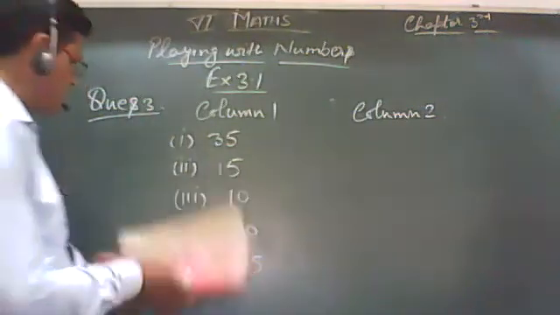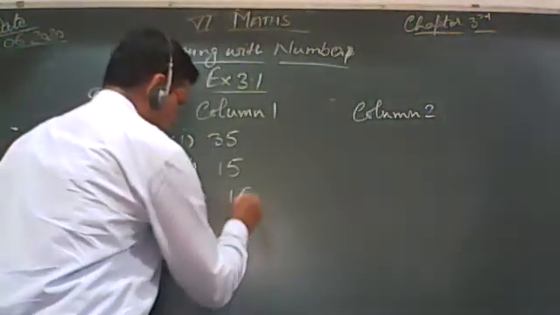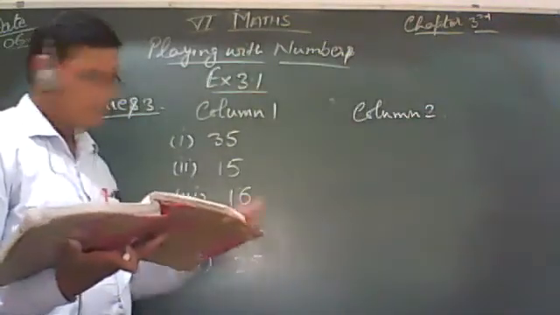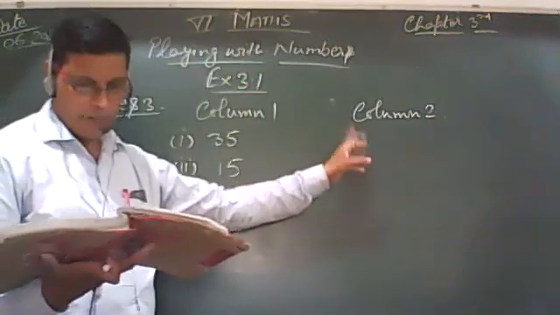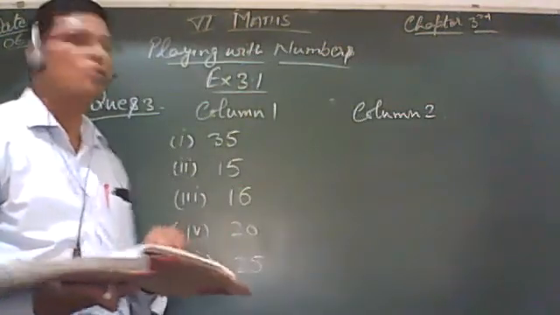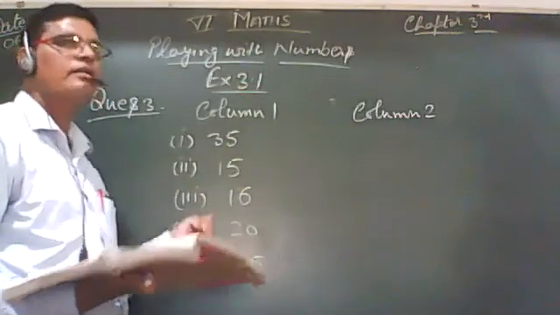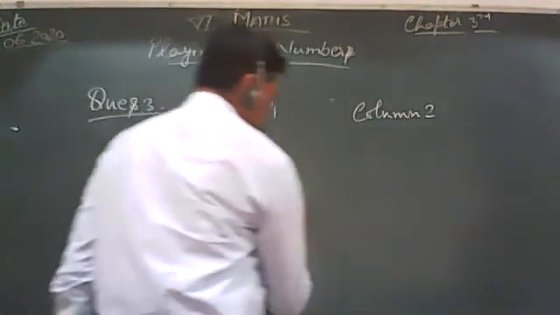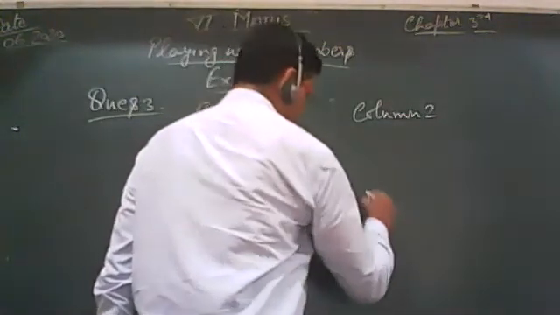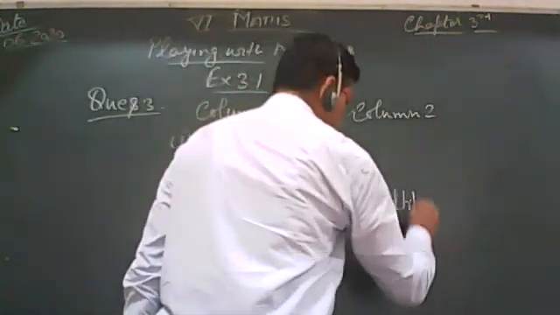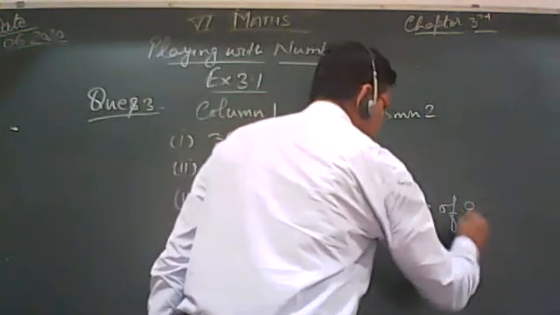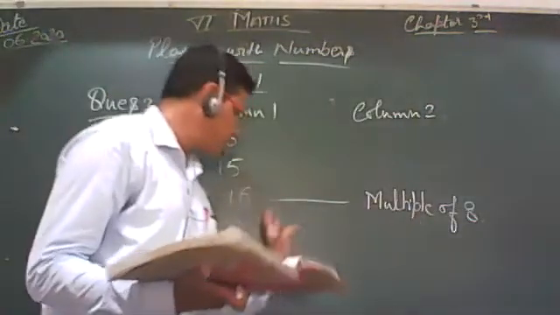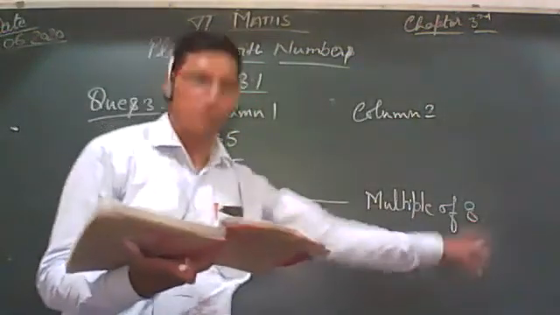Here the third part is 16. In column 1, for the A part, it is given multiple of 8. Which number is the multiple of 8? That is 16, 8 twos are 16. And you write here in column 2, multiple of 8. Okay? You match it. 16 is the multiple of 8.